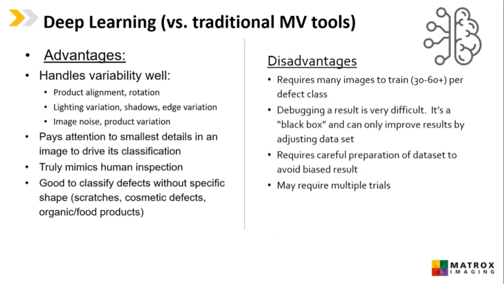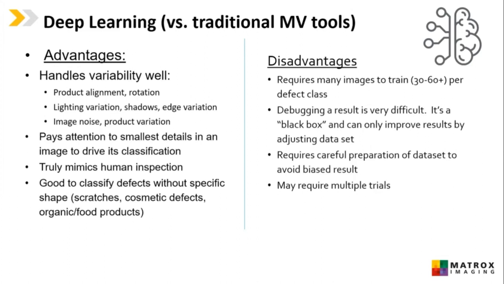It's not like traditional machine vision where you can move a slide bar, have a different threshold, and see what those results are. So that's one of the things we need to take into account. And of course, it does require very careful data preparation on the data set to avoid biased results. When we talk about thousands of images, in some cases you could have an image or a few images categorized in the wrong folder. So again, you have to be very careful with that.